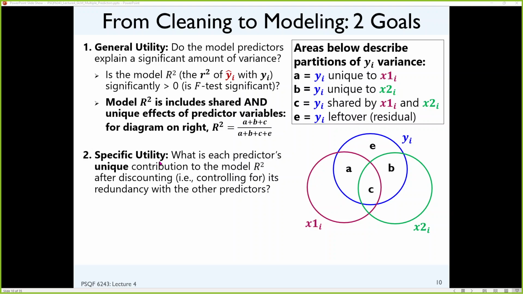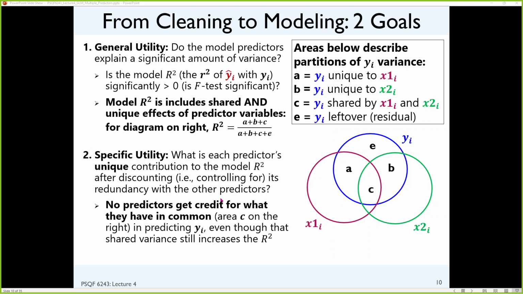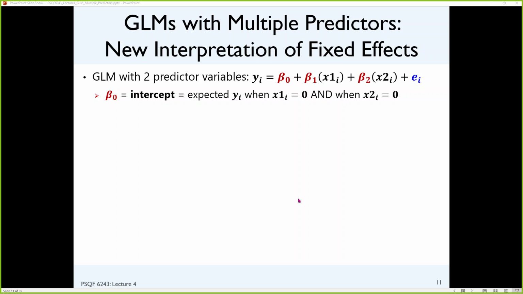So specific utility then is about the unique contribution of each predictor to the model, or each person in helping clean the house, and nobody gets credit for what's in common. So the p-value and the slope estimate that's going to go with these are reflecting only uniquely what that new predictor brings to the table that none of the other predictors already covered. That's the new idea. We didn't have to worry about that before, but now we do. So taking that into account then, we have to change how we talk about our slopes a little bit.